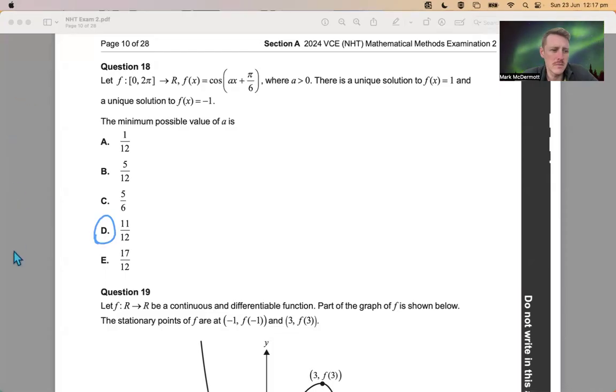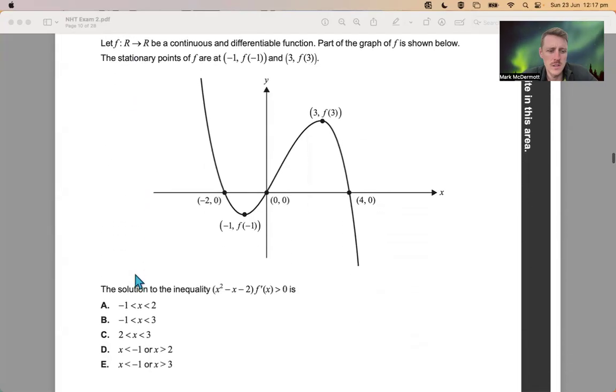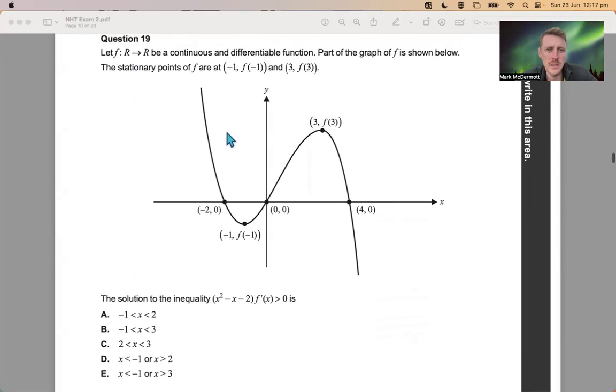Okay, let's keep going. Let f be a continuous differentiable function. Part of the graph of f is shown below. The stationary points of f are at (-1, f of -1) and (3, f of 3). The solution to the inequality, x squared minus x minus 2, multiplied by f dash of x, is greater than 0.